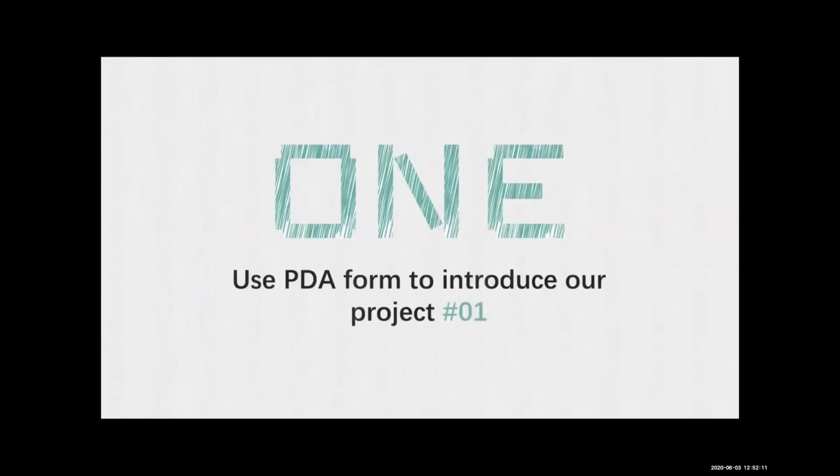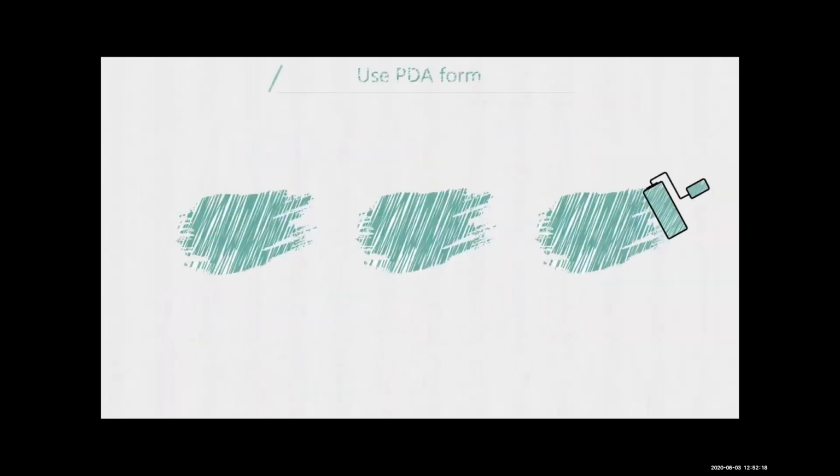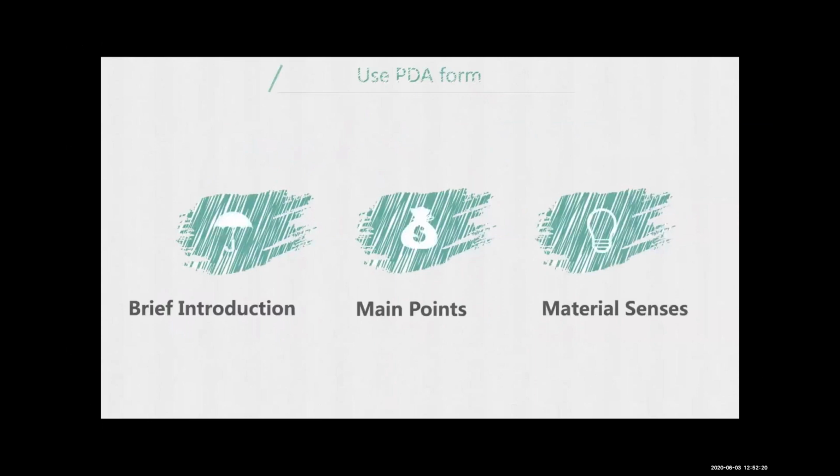Okay, firstly, we will use the PDF form to introduce our project. It was divided into 3 main parts. First one is a brief introduction, and then some main points that we select from our PDF form, and then some material sentences. Our project is called Online Course Create Material for Fake News. The material was created by my partner Xuening, Qian, and me. Our collaborator is one of the teachers in Hefei Jinhong Secondary School.